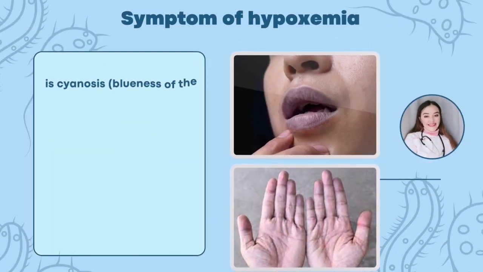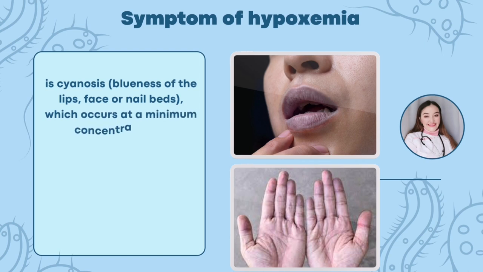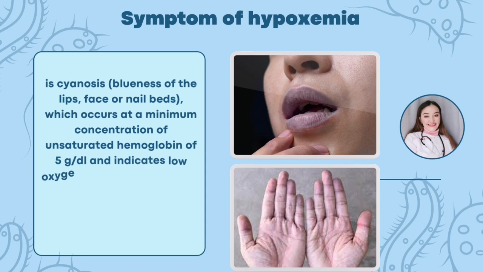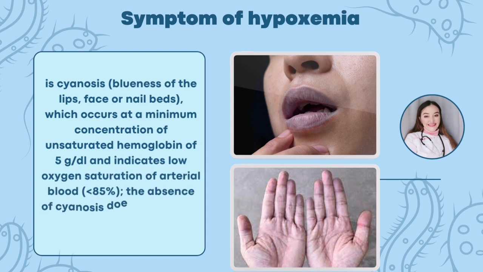Symptoms of hypoxemia include cyanosis, blueness of the lips, face, or nail beds, which occurs at a minimum concentration of unsaturated hemoglobin of 5 grams per deciliter and indicates low oxygen saturation of arterial blood, less than 85%. The absence of cyanosis thus does not exclude the presence of hypoxemia.